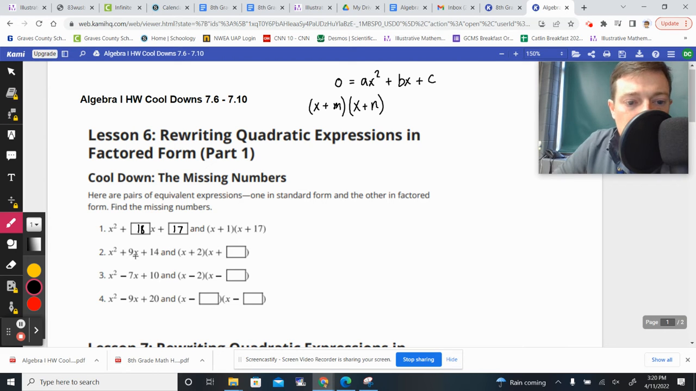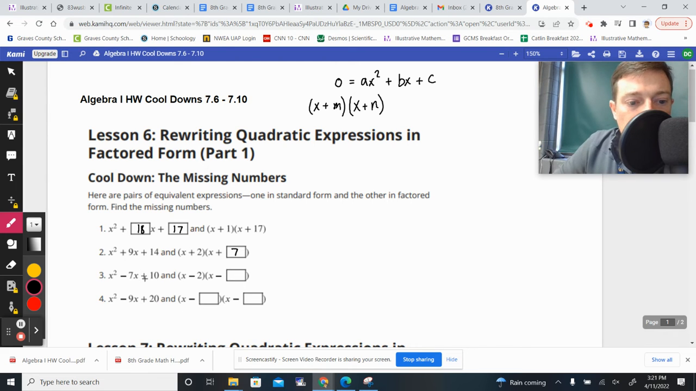This one, I know the standard form. The linear is 9, and the constant is 14. So we're looking for a pair of factors that their product is going to be 14 and their sum is going to be 9. Well, that would mean that this would have to be 7, because 2 times 7 gives us the 14 for the constant, and 2 plus 7 gives us the 9 for the linear term. And on the last two, they just throw some minuses in there, but it's the same idea.